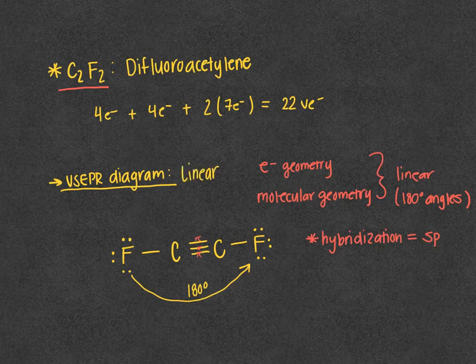The VSEPR diagram represents a linear molecular geometry, but the electron geometry for C2F2 is also linear, which means that the angles will be 180 degrees. The hybridization for a linear molecular geometry is sp, represented over here.